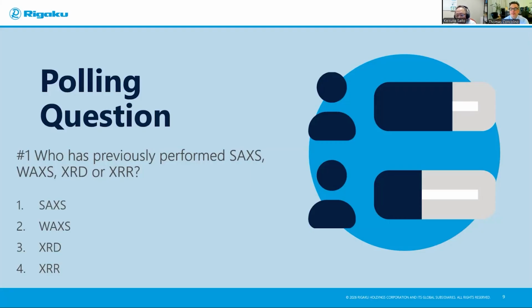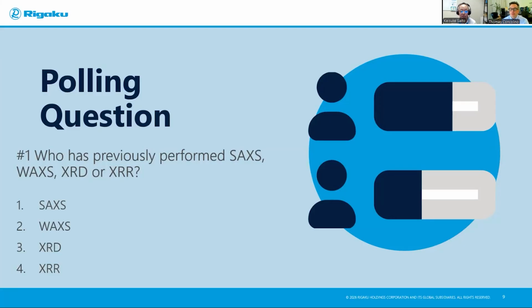Keisuke, everybody's done diffraction at minimum. Yep, very good. Not surprised. As expected. Exactly. And actually the other ones are really interesting, they're all showing up at roughly 20 to 30% each, for SAXS, WAXS, and reflectivity.